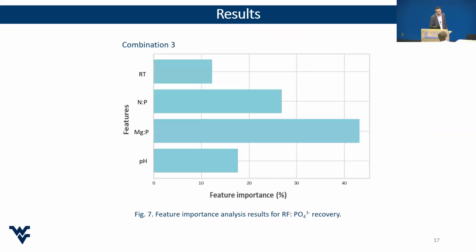For the ammonium recovery, R square was 0.92 for the training and 0.87 for testing data sets. So this slide shows the feature importance analysis that shows the most influential parameters that have a significant effect on the required output model.